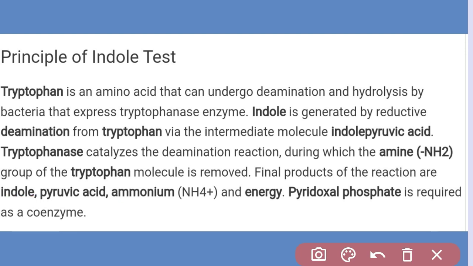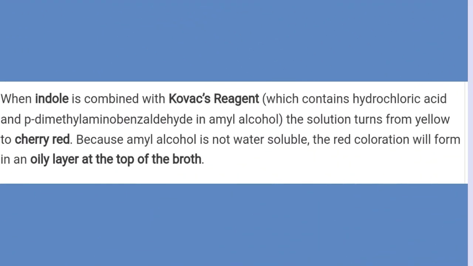For the enzyme tryptophanase, there is a need for the coenzyme pyridoxal phosphate. If the organism has the ability to produce the enzyme tryptophanase, then it can convert tryptophan into indole. Formed indole in a medium after incubation can be detected by using a reagent known as Kovac's reagent. Kovac's reagent contains hydrochloric acid and para-dimethylaminobenzaldehyde, and this gives a cherry red color in the presence of indole. So formation of a cherry red color on the top of the medium shows a formation of indole and shows the test is positive.